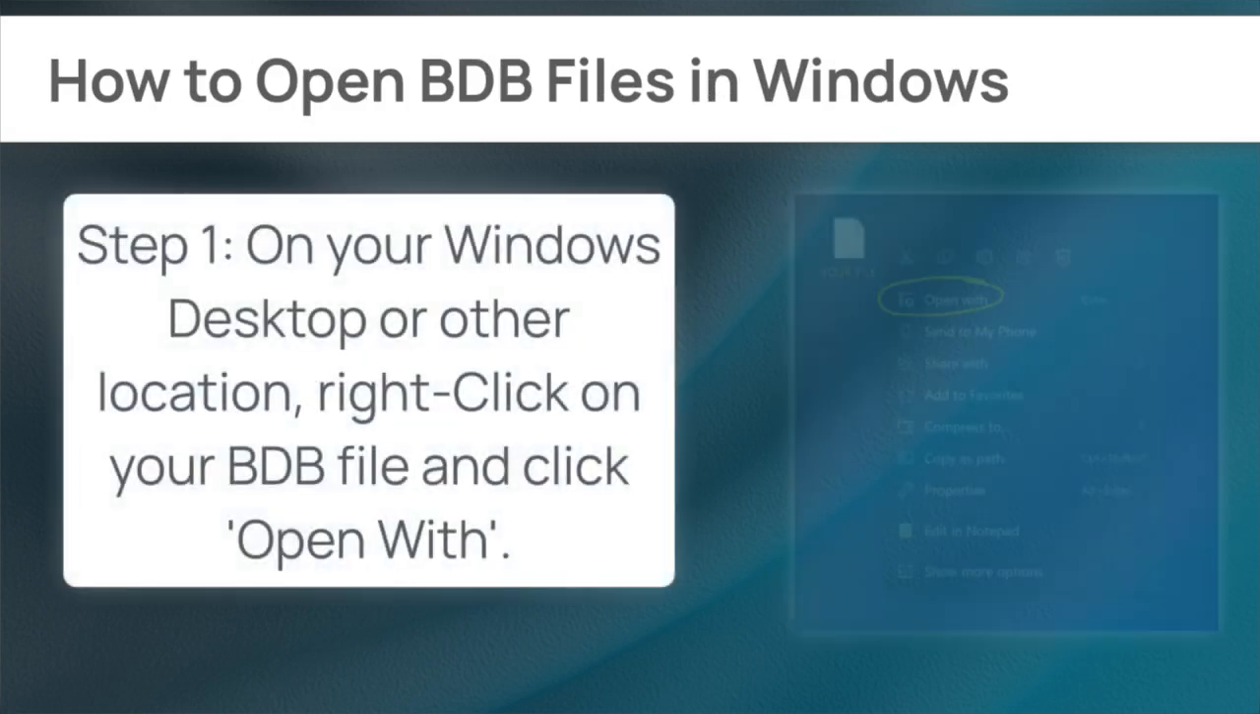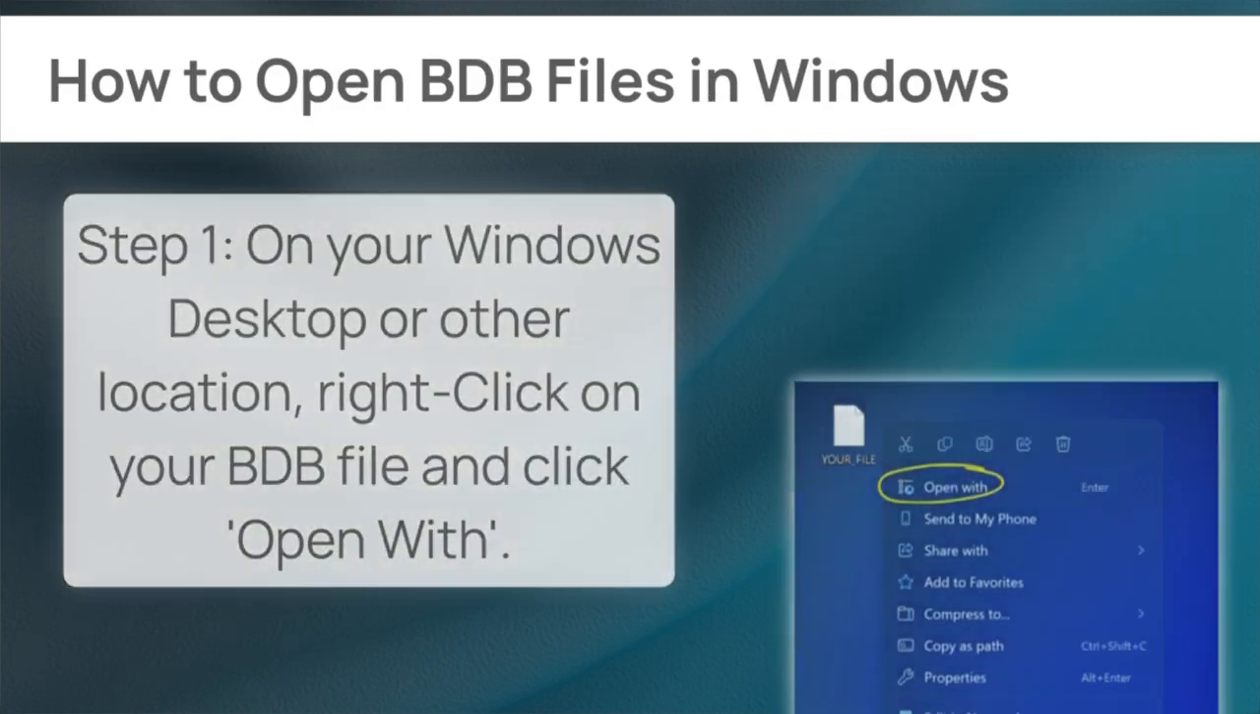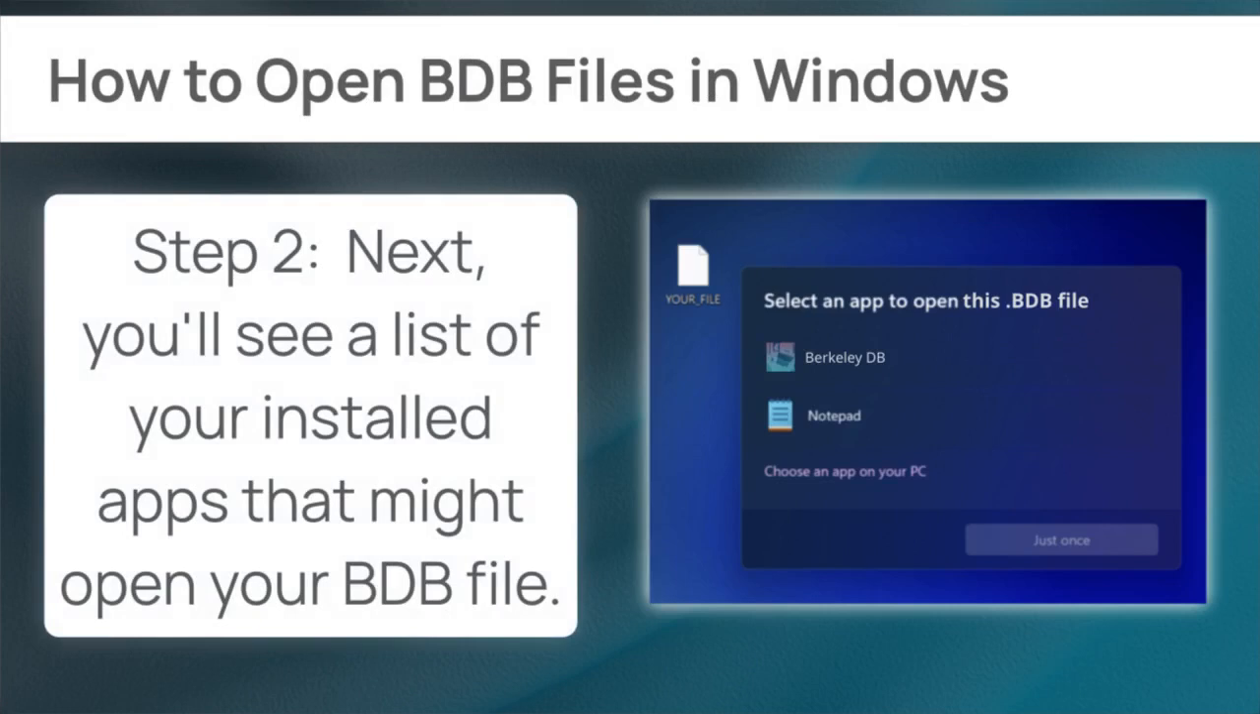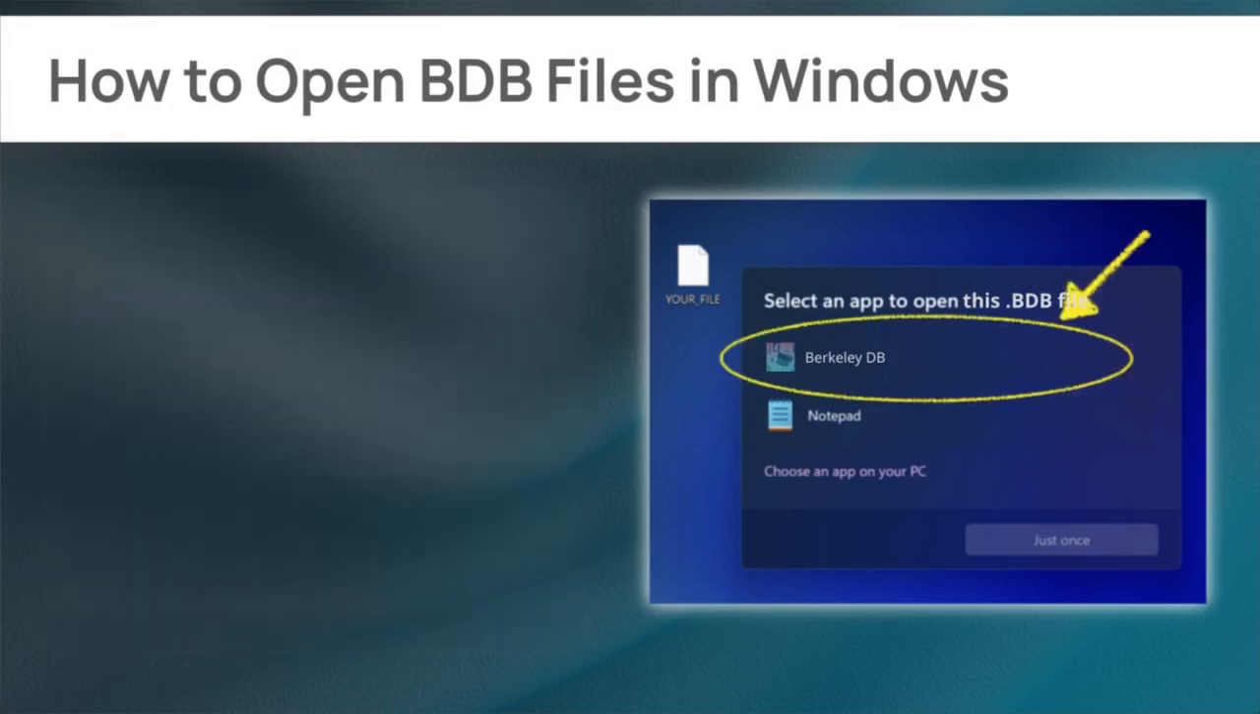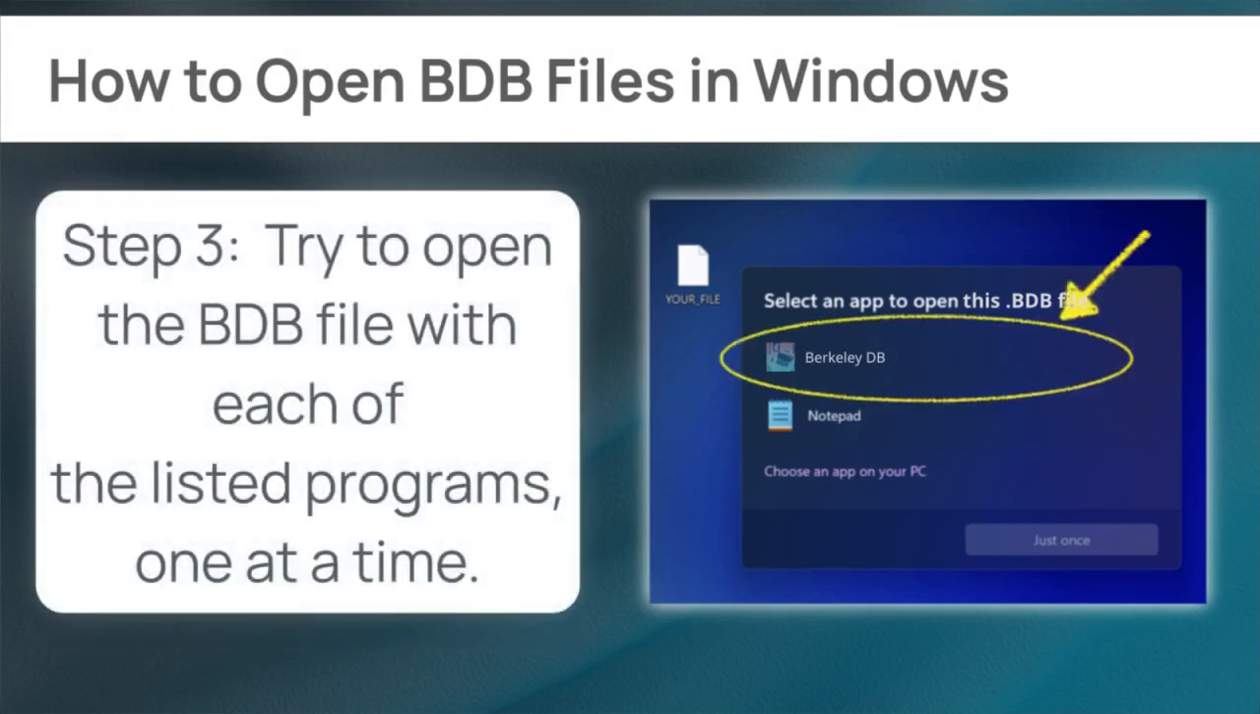Let's address the application conflict directly. Right-click your BDB file and choose Open With. Check for Berkeley DB and test it first. If it's unavailable, choose a different app. That is the simplest path to a solution.